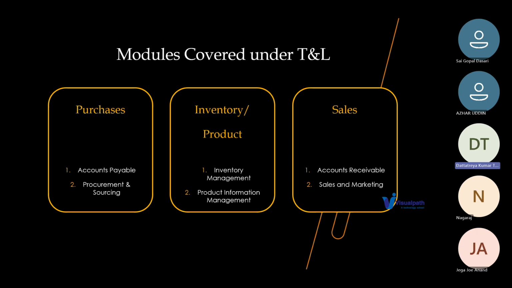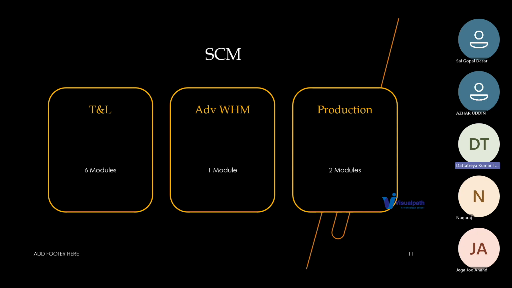And now, I think someone, Nagaraj, I think, asked about the SCM side. So I'll give you clarity on SCM. In the market, trade and logistics is considered as SCM. 99% of the people will call this particular trade and logistics course the SCM course. But according to the actual supply chain management definition, there are three different courses available under SCM: trade and logistics, advanced warehouse management, and production. Trade and logistics deals with 6 modules, advanced warehouse management 1 module, and production two modules. These are three different courses that are available in the market.